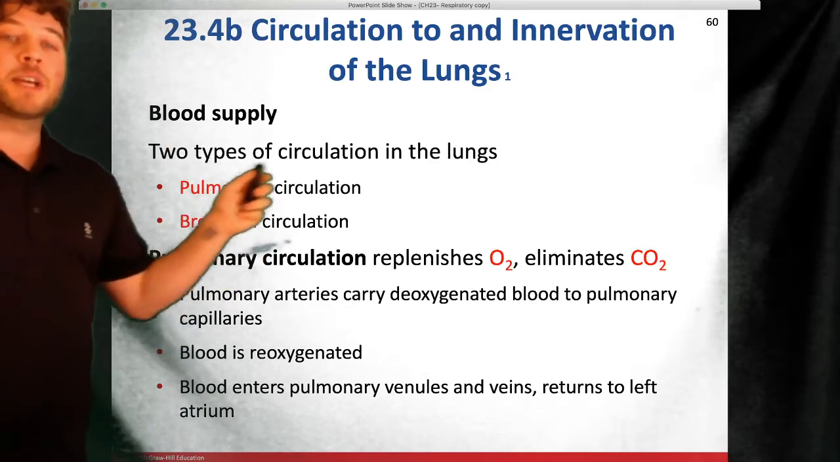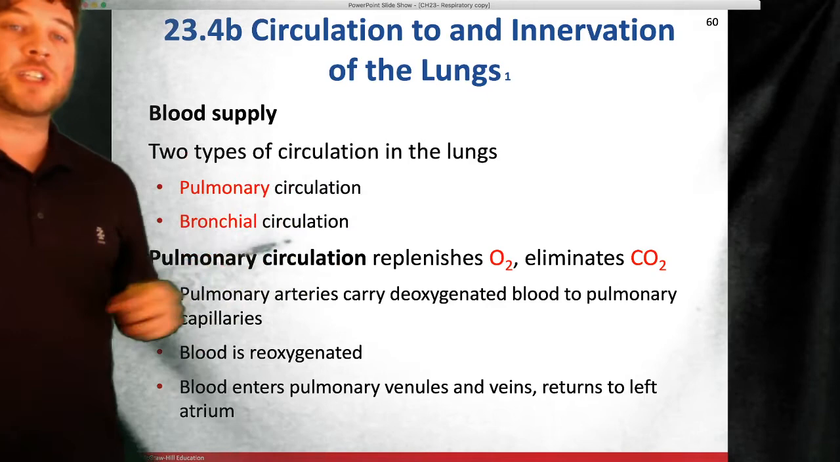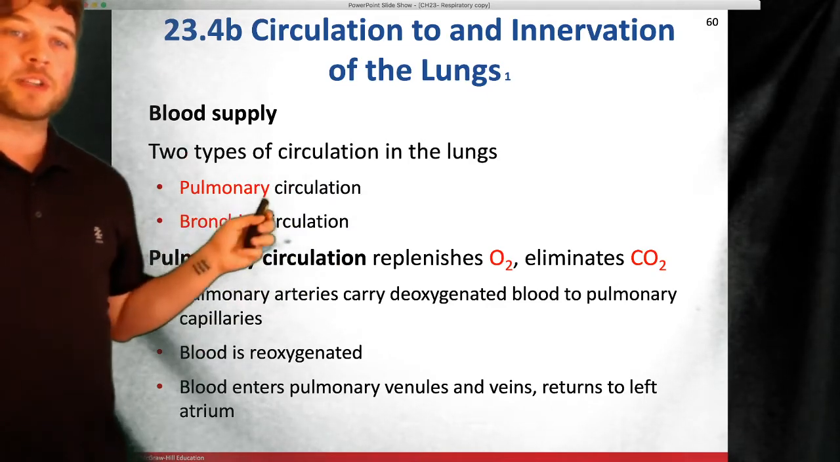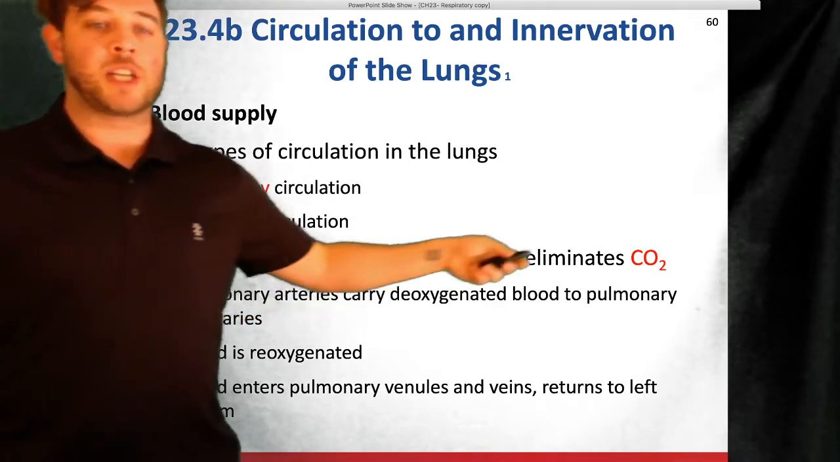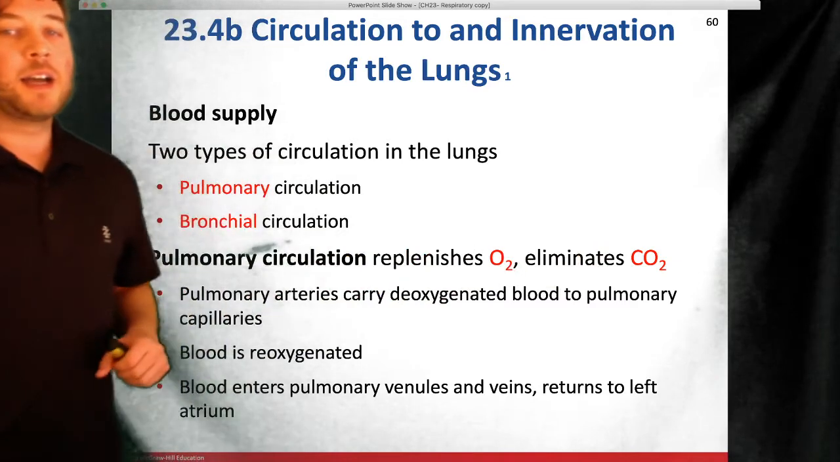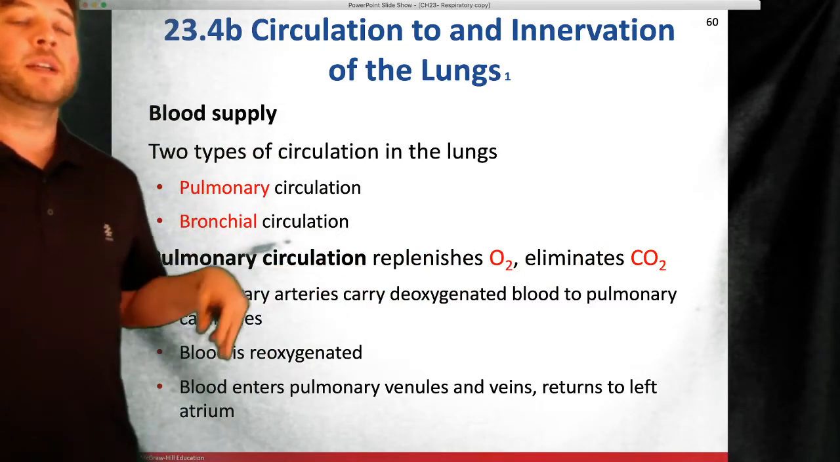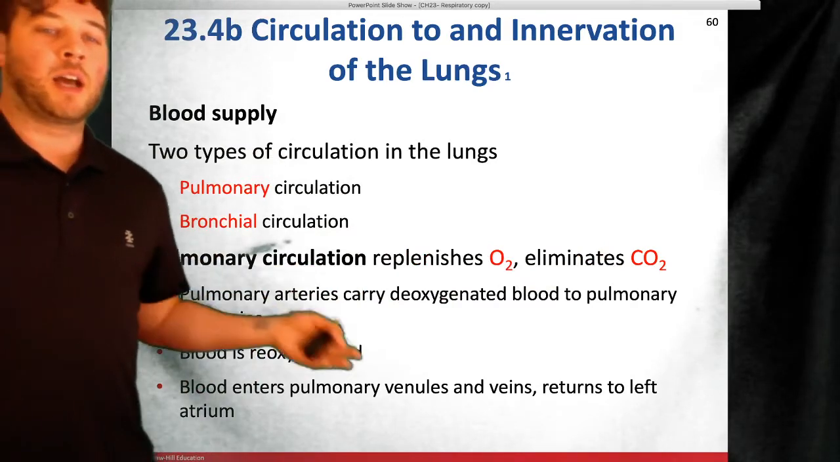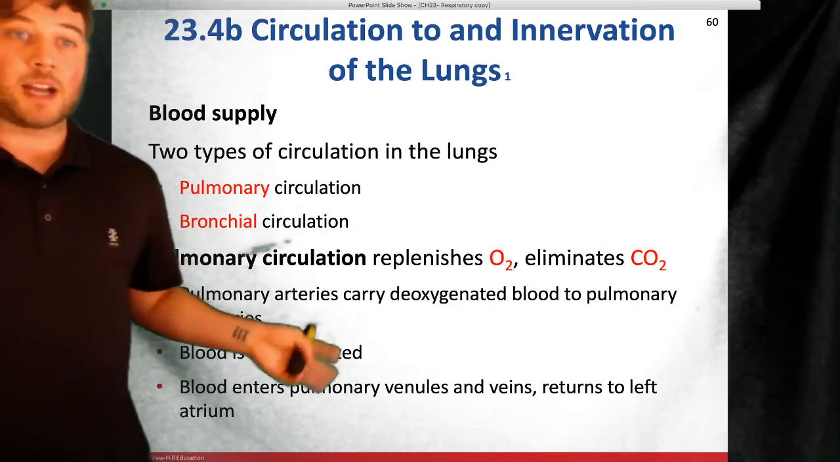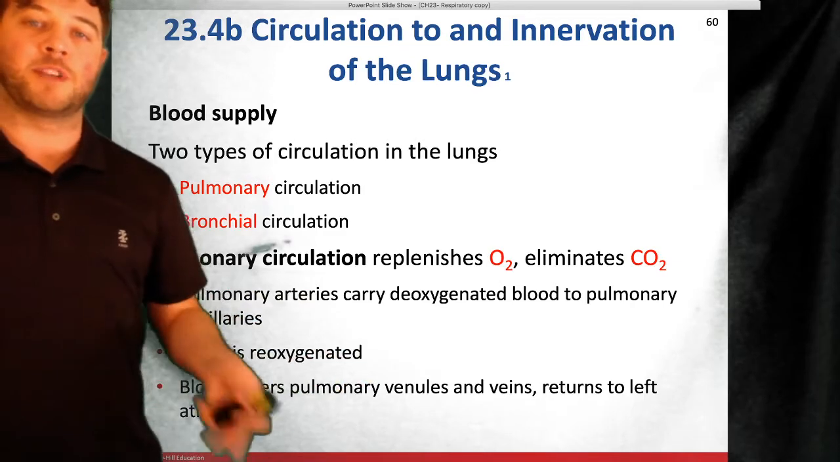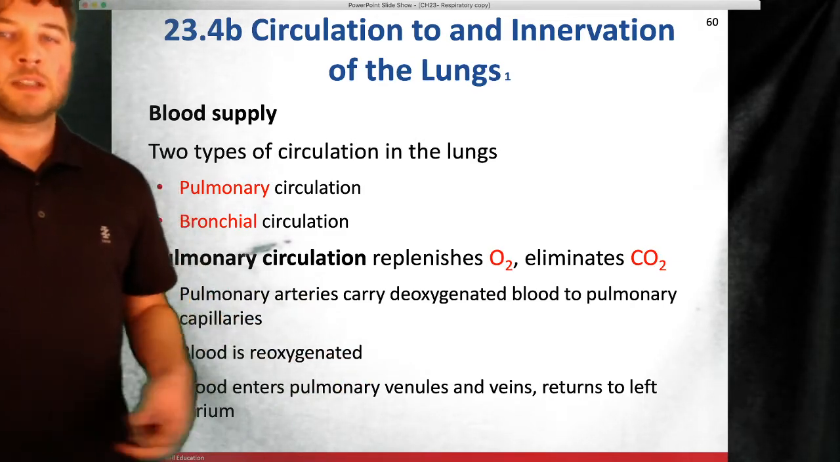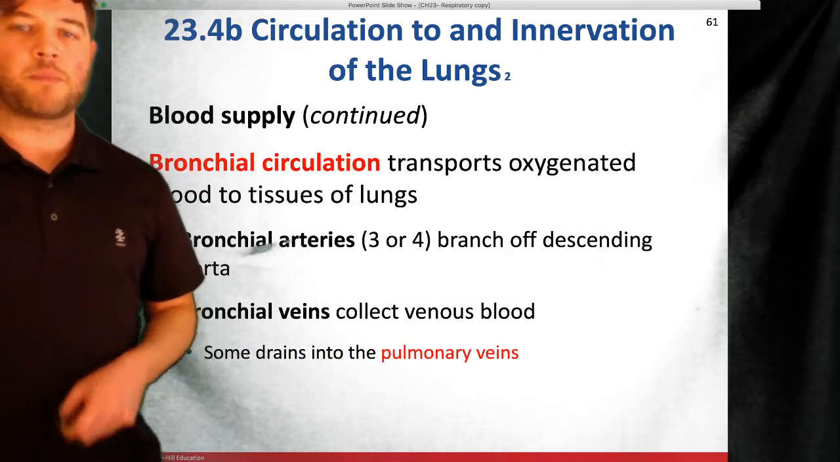Blood supply: two types of circulation in the lungs, pulmonary circulation and bronchial circulation. The pulmonary circulation is going to be replenishing oxygen and eliminating carbon dioxide. Pulmonary arteries carry deoxygenated blood to the pulmonary capillaries, allowing the blood to be reoxygenated, then that oxygenated blood goes back through pulmonary venules, back into circulation. We learned that. You should know that.